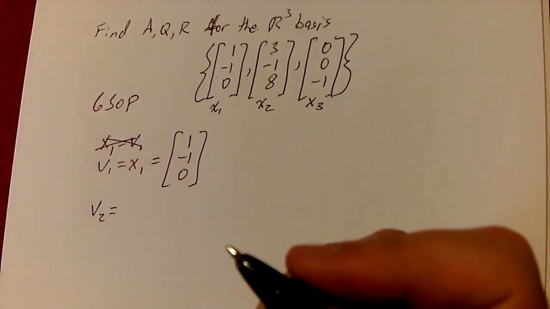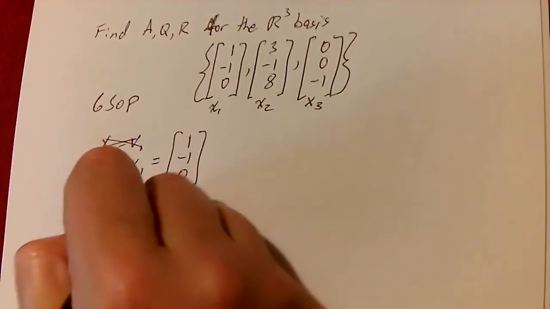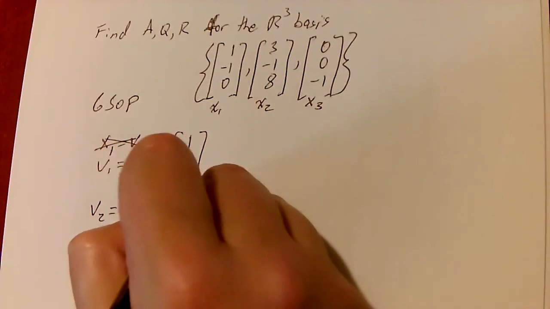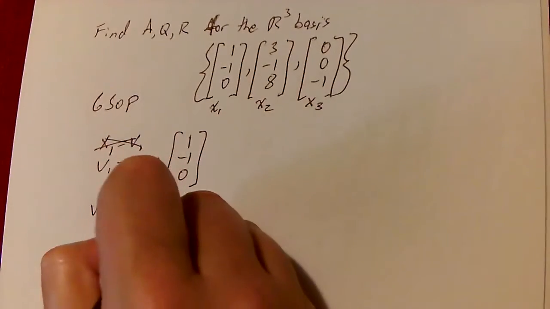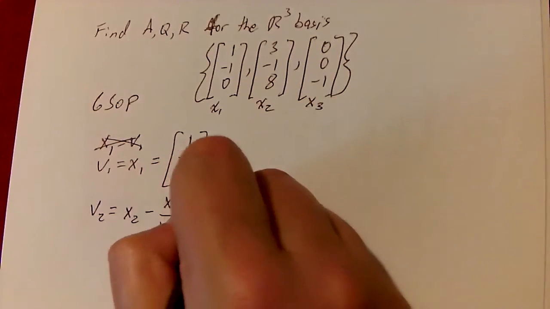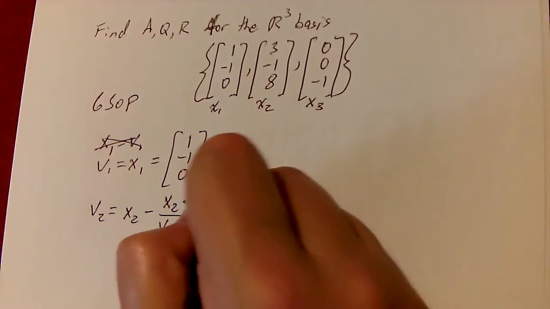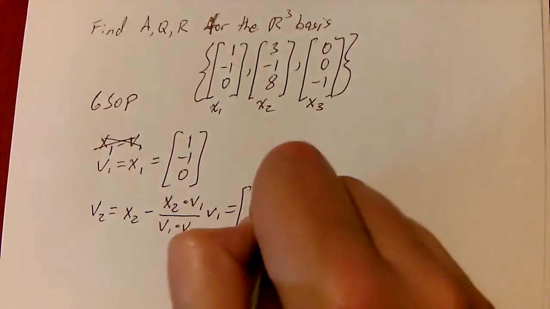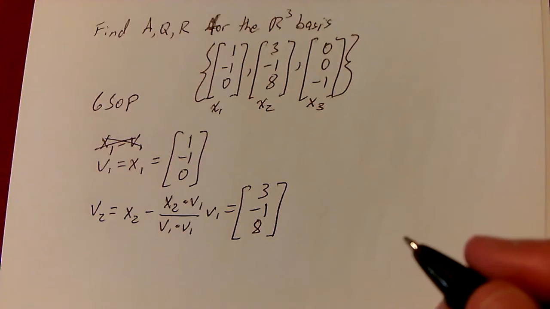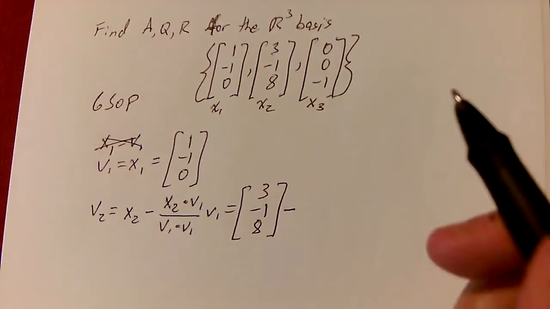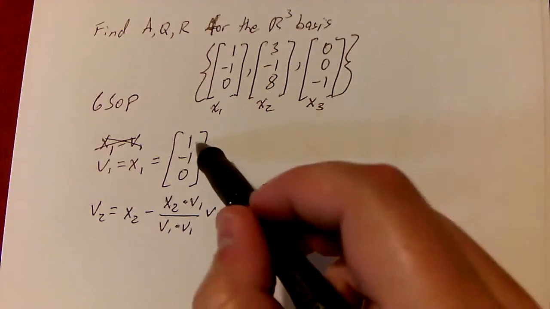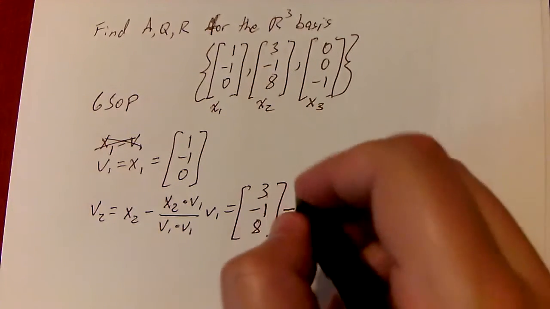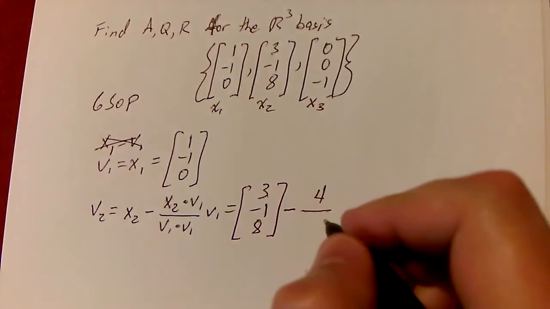v2 is going to be x2 minus the projection. So remember what the projection is. It's x2 dot v1 divided by v1 dot v1, all times v1. So x2 is 3, -1, and 8, minus x2 dot v1. So I'm doing 3 times 1 is 3. -1 times -1 is 1. That gets me 4. 0 times 8 is 0. So I get 4 on the top.